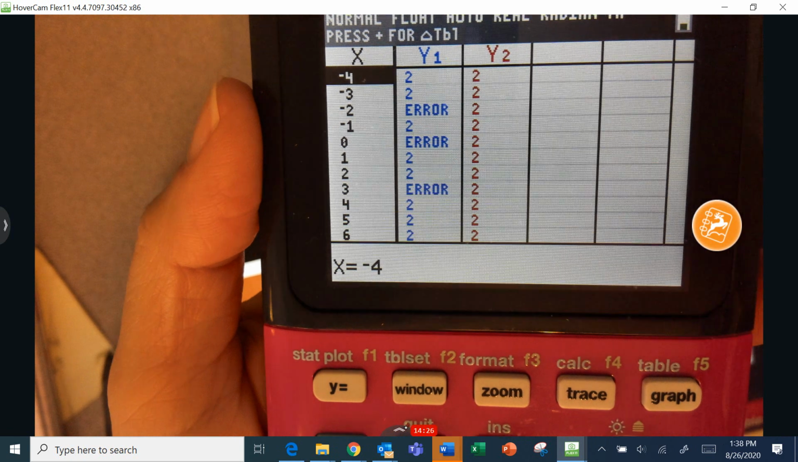-2, 0, and 3. So let's go back to our notes. -2, 0, and 3.